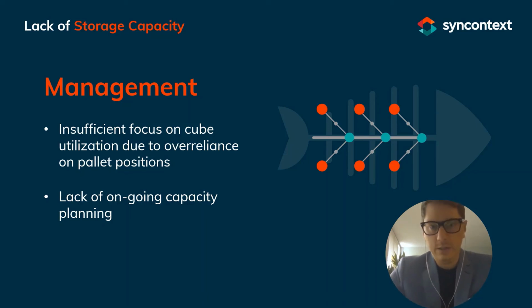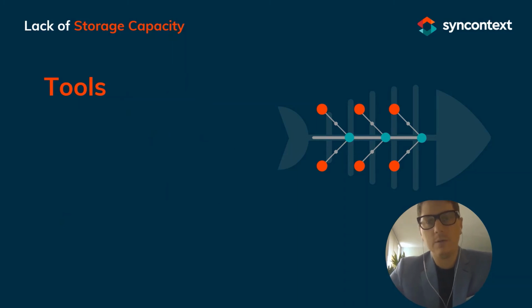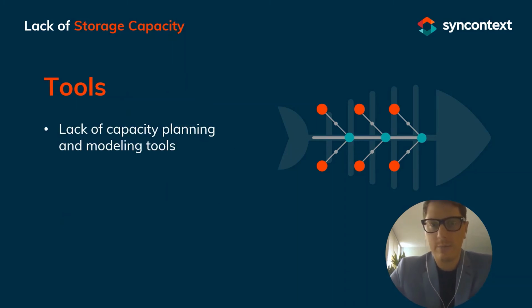Last, but certainly not least, tools. Lack of capacity planning and modeling tools. Just as it's important to have a process in place to ensure this work is done at the executive level of the business, having the right tools to do it properly is also critical.